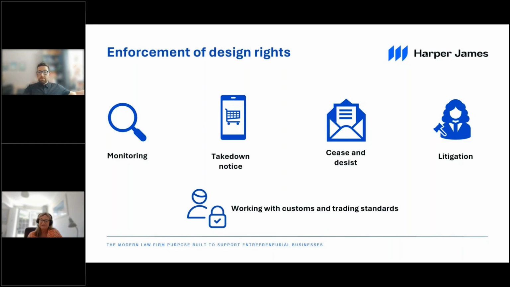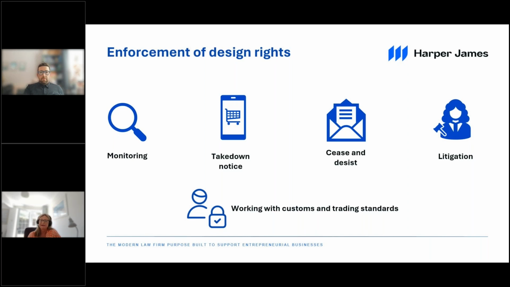Thanks, Ben. So you've protected your rights. Then what do you do if something goes wrong and you think there's someone out there infringing? Well, the first thing is thinking about how you find the infringements. So it's important to monitor the market and look out for any competing designs which may infringe your rights. If you think someone has copied your design, you need to act quickly.